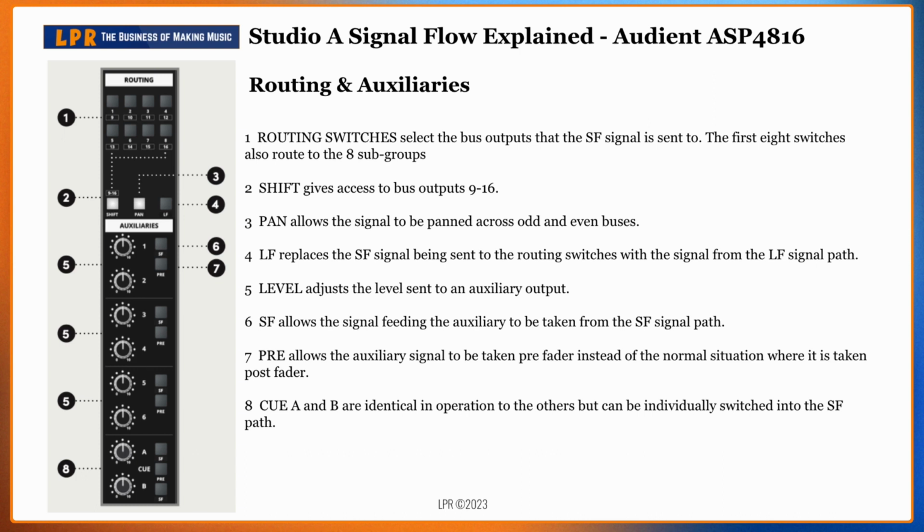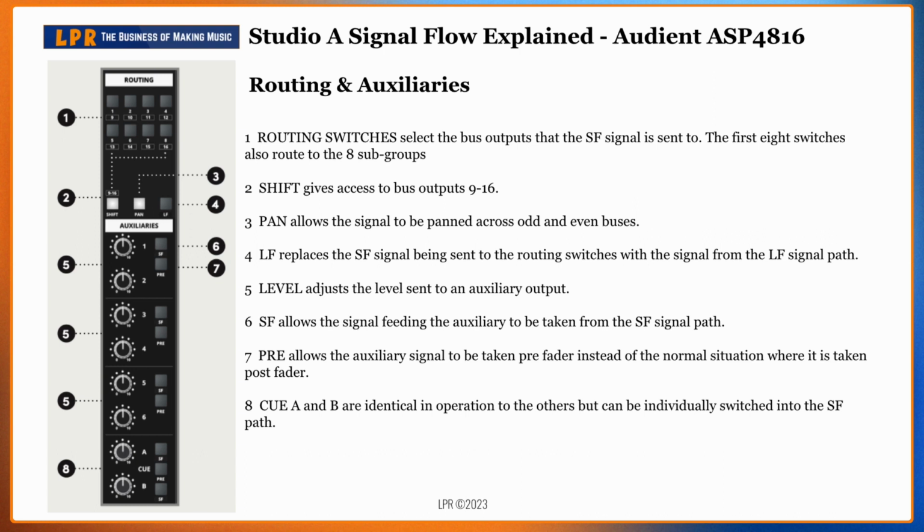The shift gives you access to buses 9 through 16. The top numbers are 1 through 8, and then you can bus through 9 through 16. So unfortunately, there's only 8 subgroups, so the 8 subgroups have access to route to the subgroups, but you can send to 9 through 16 to the bus outputs. Then you can pan odd and even buses, okay? Long fader replaces the short fader signal being sent to the routing switches, and that's what's being sent to the switches, whether you're sending the short fader or the long fader.